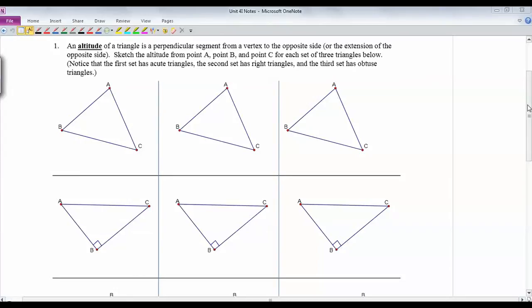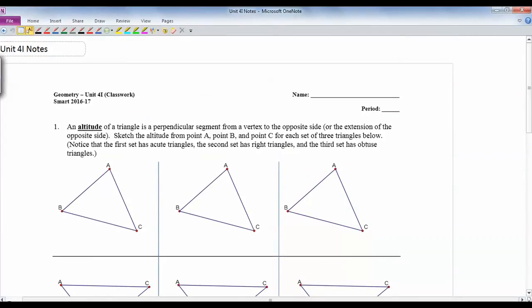All right, so let's see, which one is this? This is the 4i handout, which mainly talks about something called altitudes, which you may have heard of before for triangles. An altitude is often used synonymously with the word height of a triangle. And so each triangle has three different altitudes because it depends on what point you're drawing it from.